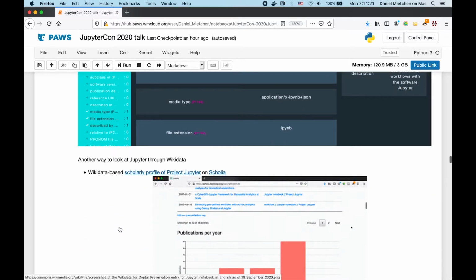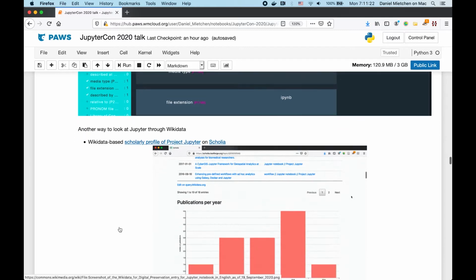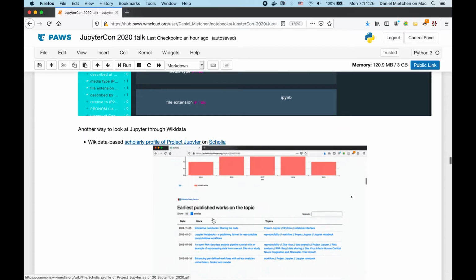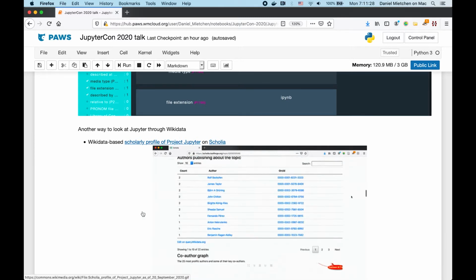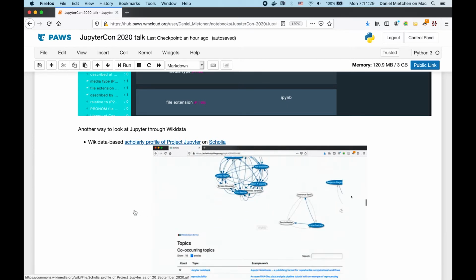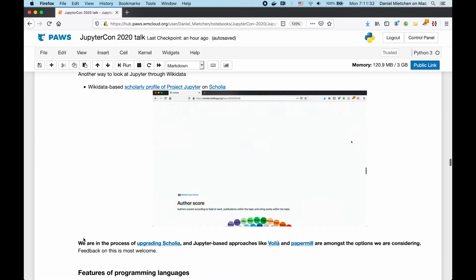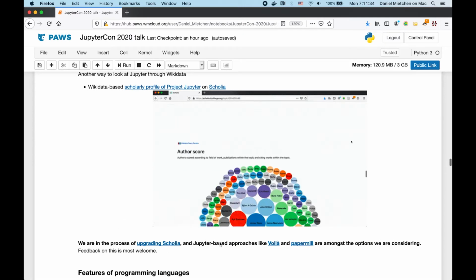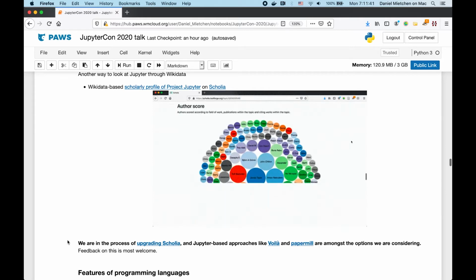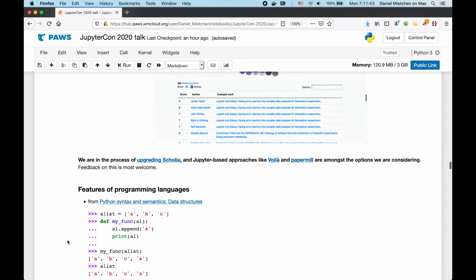There's another front end called Scholia that basically looks at the scholarly literature about a topic. So here we have the topic of Jupyter Notebooks, and then you can explore that. We're actually in the process of upgrading Scholia, and Jupyter-based approaches like Voila and Papermill are amongst the things we're considering. So if you have strong opinions on that, let us know.